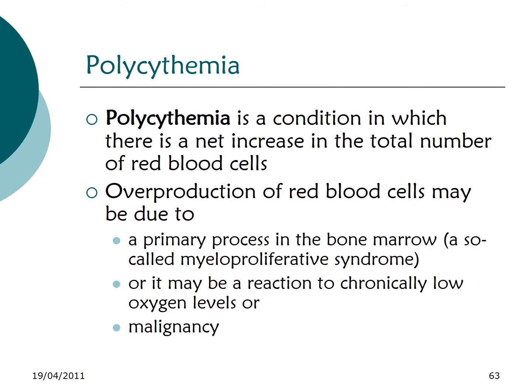Thrombocytopenia is the condition in which there is a net increase in the total number of red cells. Too many red cells, so overproduction of red cells for many reasons, such as the bone marrow deciding to proliferate and produce more, or a reaction to chronically low oxygen level or malignancy.